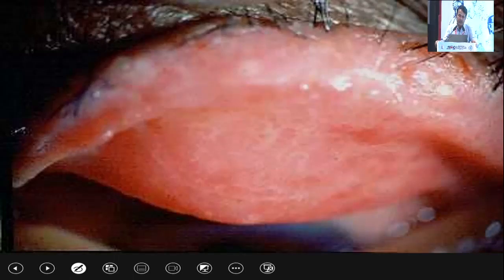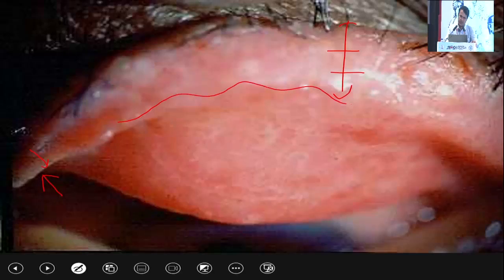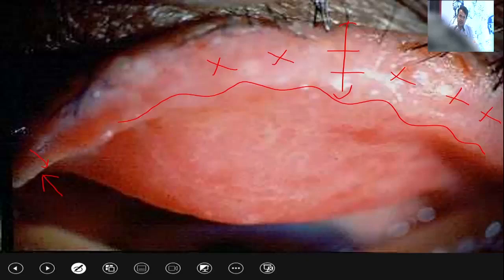When you evert the lid, you find that this is the normal lid margin. Here the lid margin is thickened 3 times. This is the normal sharp posterior lid margin which you see on eversion. This posterior lid margin is all destroyed and rounded, and you see no meibomian gland orifices in the lid margin at all. So that immediately makes you suspect that it is actually a sebaceous gland carcinoma, pagetoid variant.